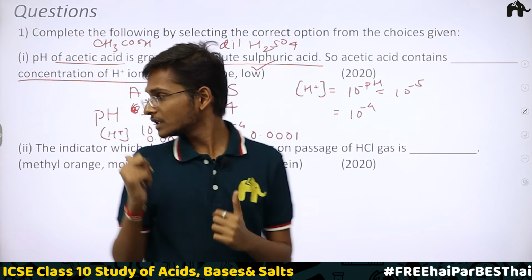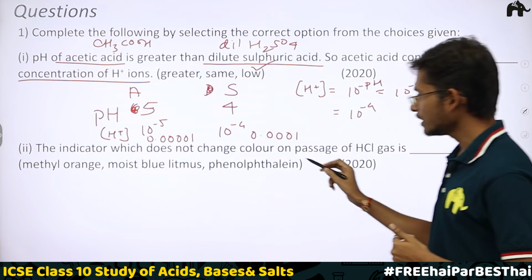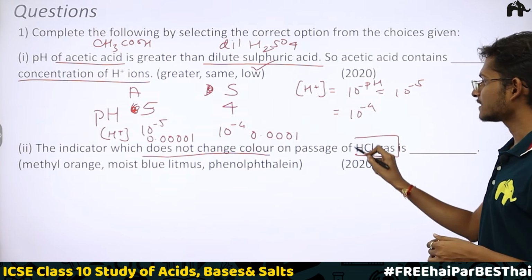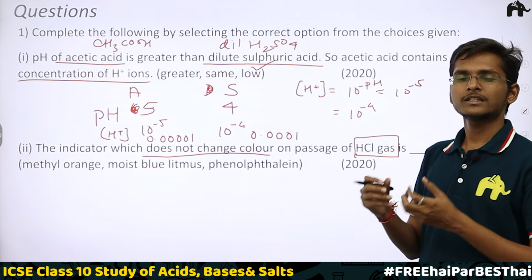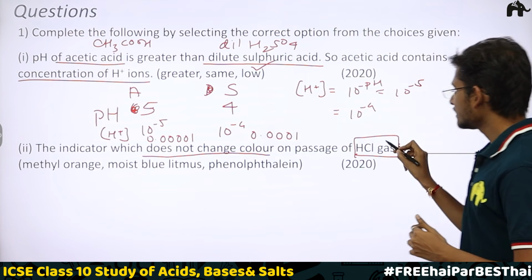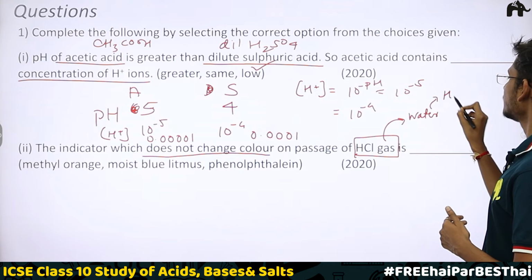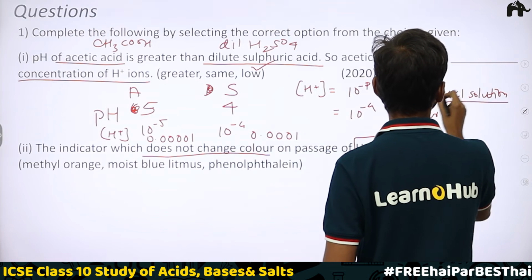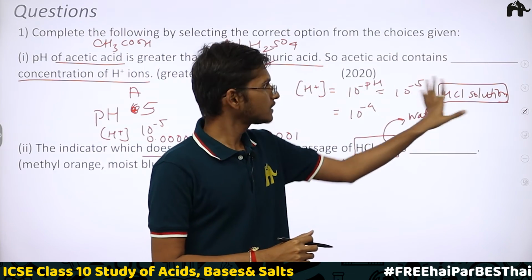Now, the indicator which does not change color on passage of HCl gas is dash. Here you need to just apply the concept of this HCl gas. When it is getting dissolved in water, it would form HCl solution. So this you should know. It's quite a tricky one. But once you know this, the HCl gas should dissolve in water, then it would become HCl solution.